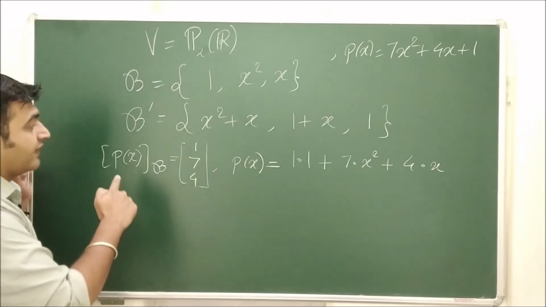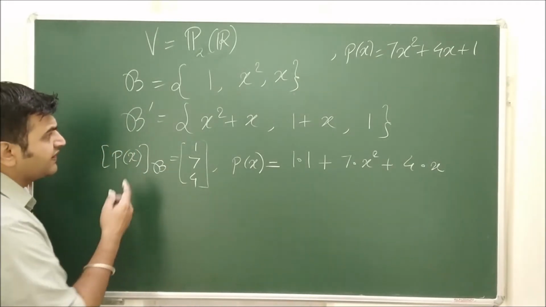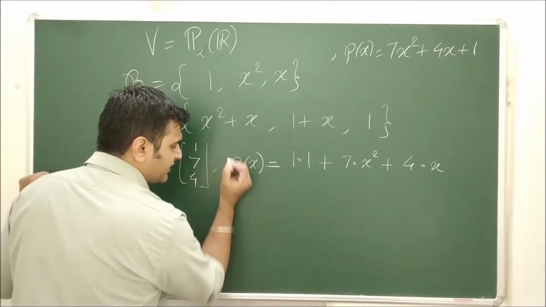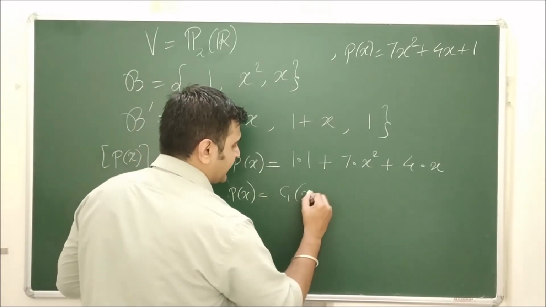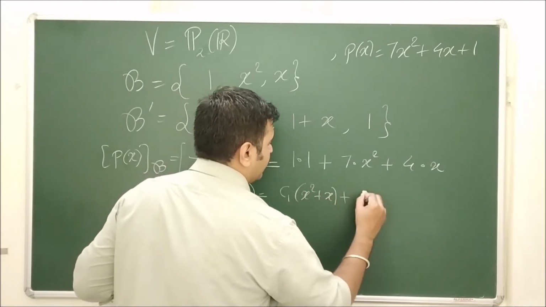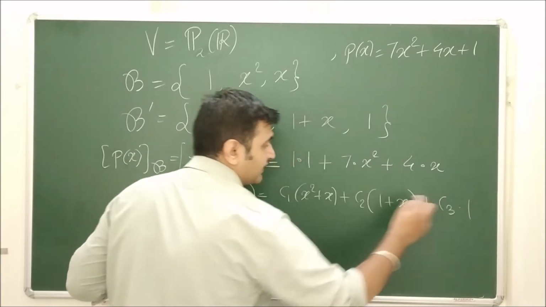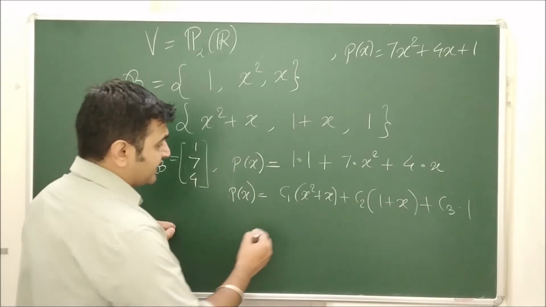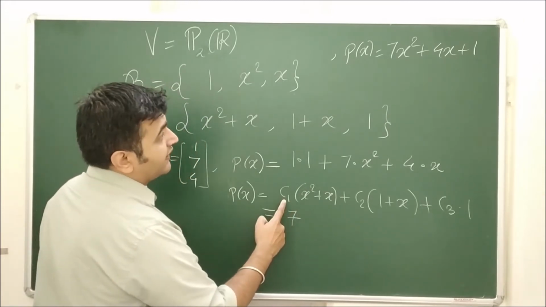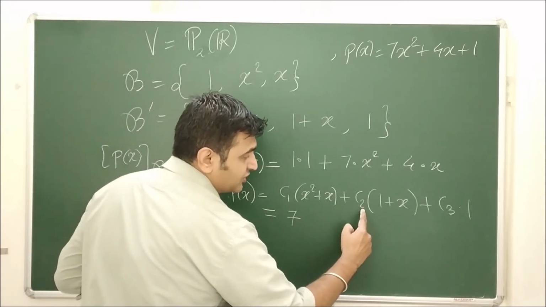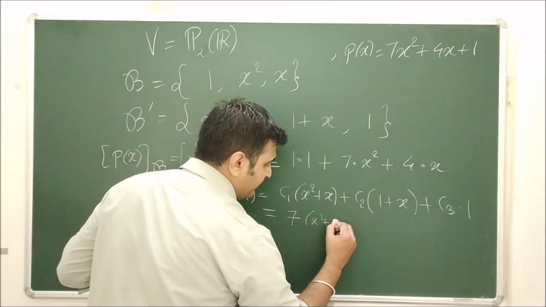Now I want to find the coordinate vector with respect to B prime. One thing is you can go by our normal method. You try to write p of x as c1 times (x square plus x) plus c2 times (1 plus x) plus c3 times 1. So I can see that here my c1 has to be 7, giving 7x square and 7x. Then c2 has to be minus 3 because 7 minus 3 is 4. So 7 into (x square plus x).